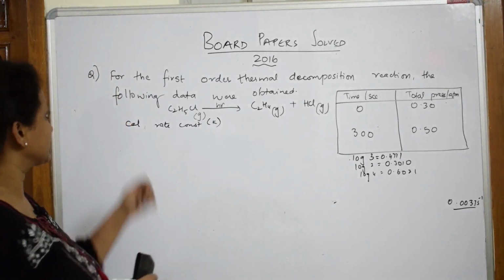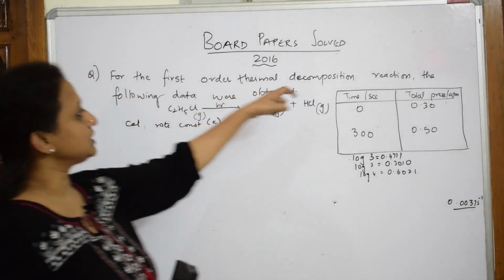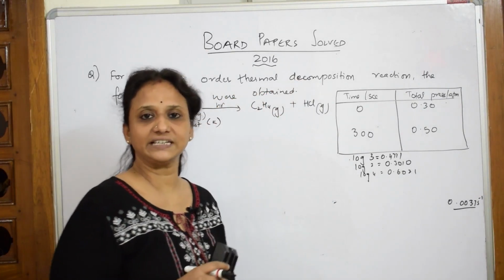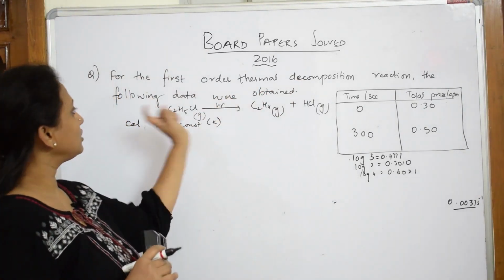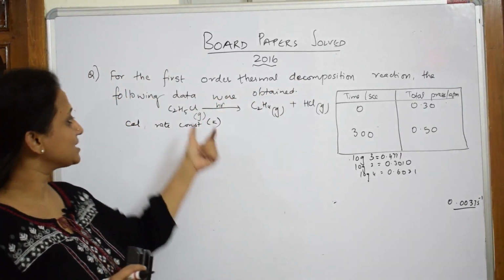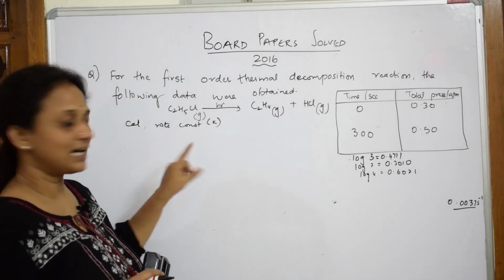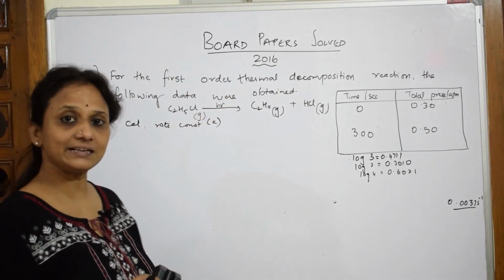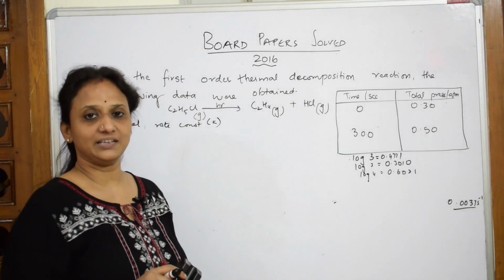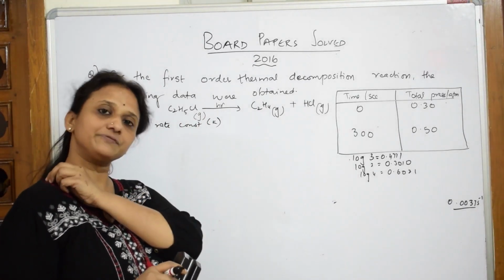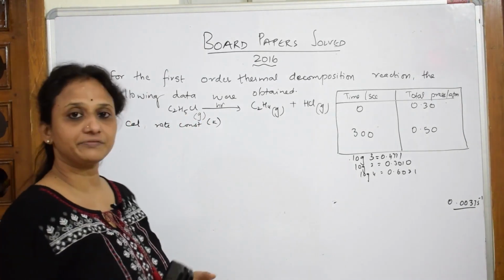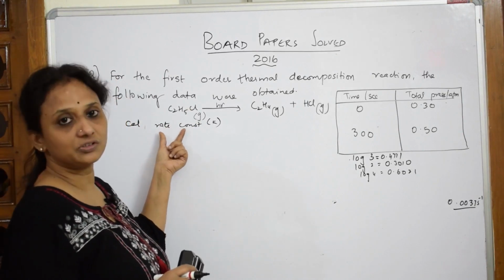Yes, let us read the question. For the first order thermal decomposition. Okay, so this is the first order rate equation given to us. The following data were obtained, right? As soon as I see this reaction, I can clearly say there is only one reactant participating in the rate determining step. So it is a first order rate equation. Done. What should I find out? I have to find out the rate constant K.